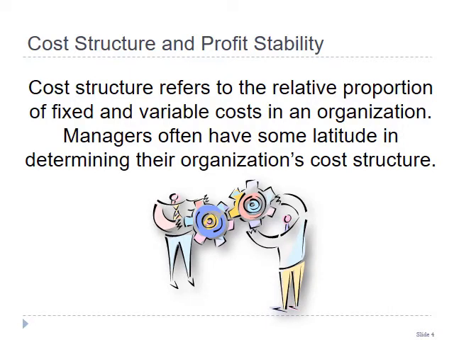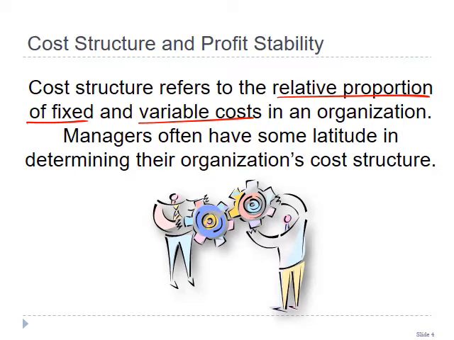And now the cost structure and profit stability. A company's cost structure refers to the relative proportion of fixed and variable cost in an organization. Recall our discussion regarding fixed cost analysis, where we talked about how changes in fixed cost affect profitability more greatly. Companies like utility companies have heavy investment in property, plant and equipment. So many utility companies have a high proportion of fixed cost and cannot change it drastically.